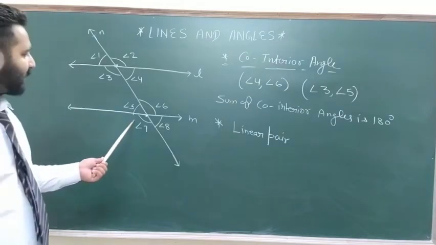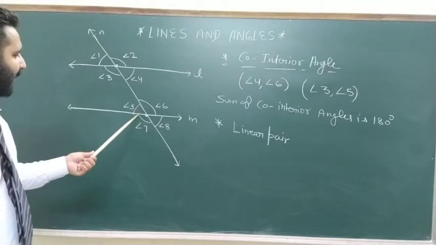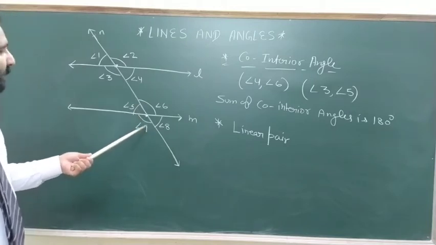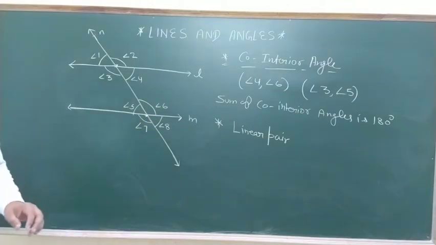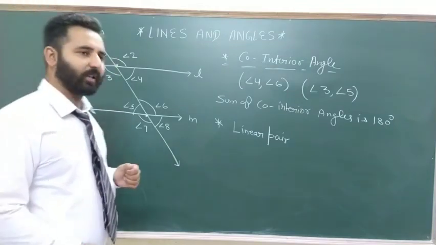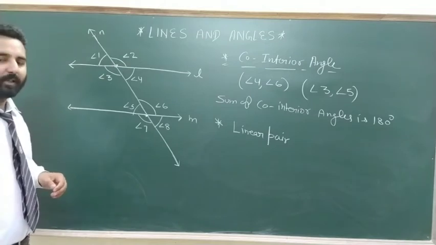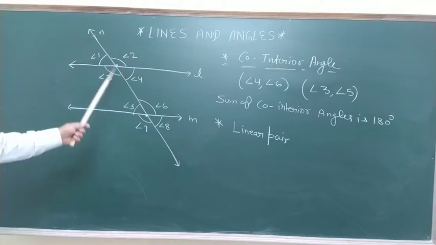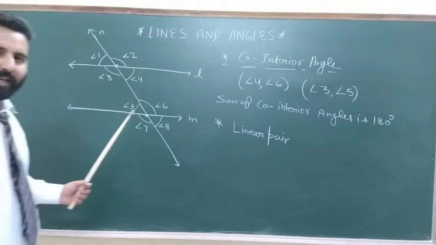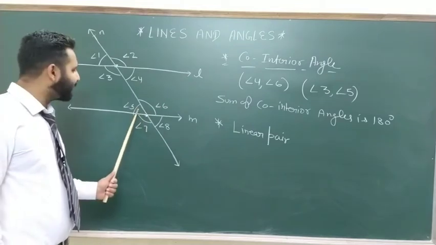If you come here to this point, angle 5 and angle 6 are making a linear pair. Angle 5 and angle 7 are making a linear pair. Angle 7 and angle 8, and 6 and 8, are also making a linear pair. So in this case we can say angle 1 plus 2 is equal to 180 degrees. Angle 1 plus 3 is equal to 180 degrees. Angle 2 plus 4 is equal to 180 degrees because of the straight line. And one straight line, we all know, is equal to 180 degrees. Angle 5 plus 7 is equal to 180. Same way 5 plus 6.